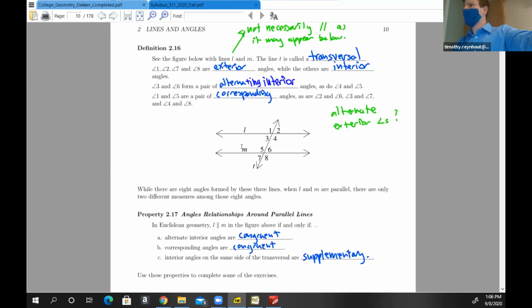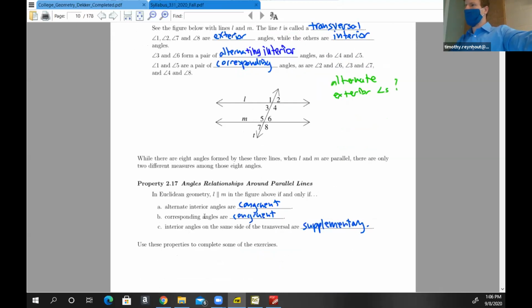So in order to show that L and M are parallel, we can use property 2.17. In Euclidean geometry, as we are currently working, two lines are parallel, in particular in the figure above, if alternate interior angles are congruent. Now, this is where we want to be careful. It doesn't say "and," right? It just has three different things, so each of these can actually be taken individually.